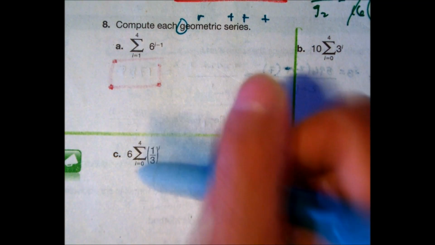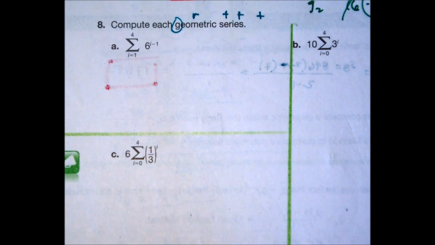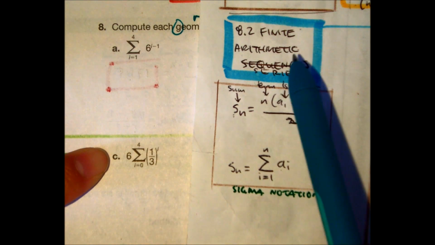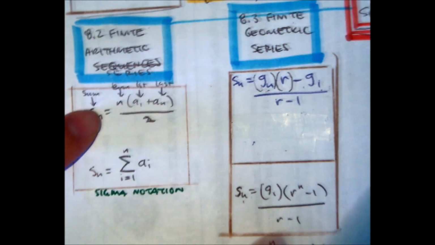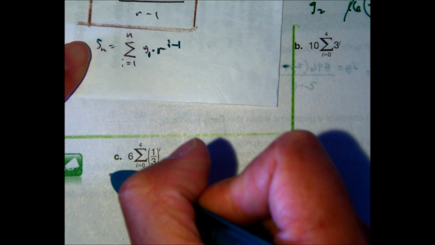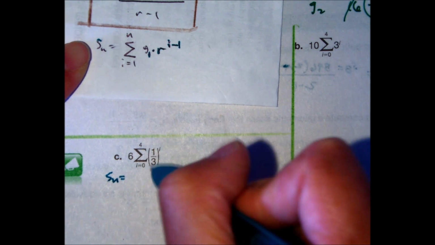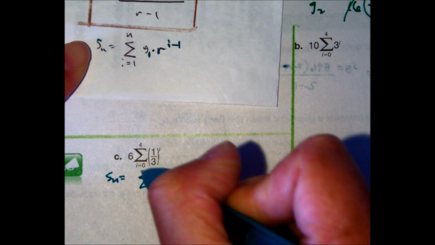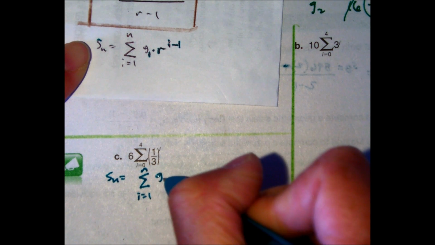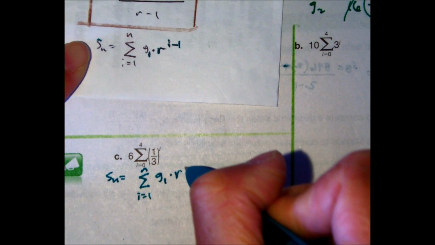I've been given this problem here, and what I'm going to do is use a formula, and I'm going to write down the formula above it. Everyone say write down the formula. So I'm thinking about this. I know it's geometric, so it can't be 8.2. So I go over here, and I have the summation. I'm going to write that below it: summation i equals 1 to n of G1 times r to the i minus 1.